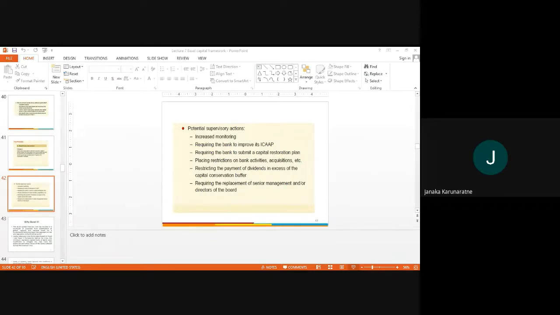Anything on Pillar 2, Basel 2? We'll come to Pillar 3 towards the latter part of the lecture. Okay, so let's move on to Basel 3.